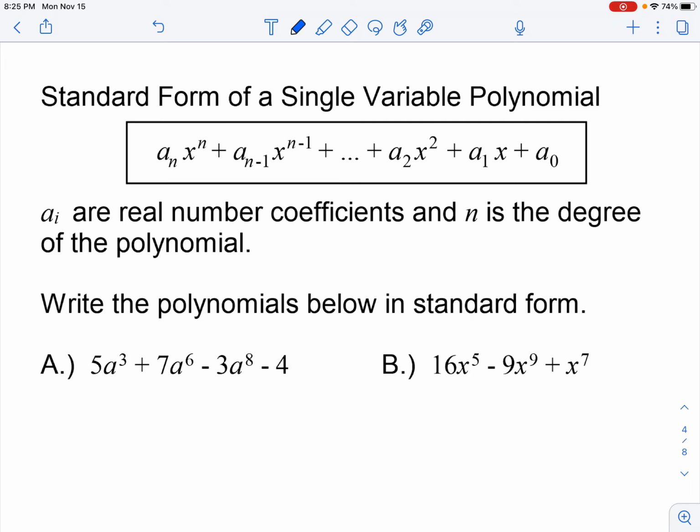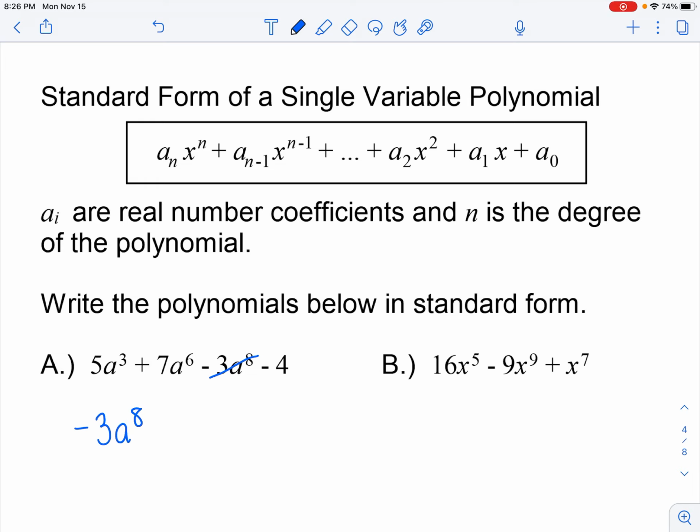So looking at a, I've got an a cubed, an a to the 6th, an a to the 8th, and then a constant, which we know is a to the 0. Constants will always go at the end because they are a to the 0. So the highest exponent that I see is the a to the 8th. So that term goes first. So I use that one.